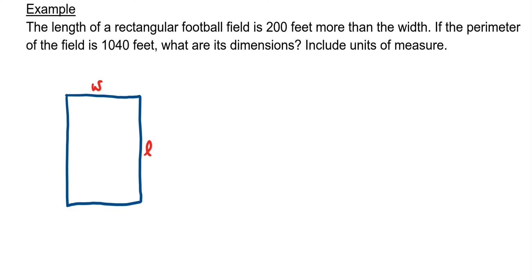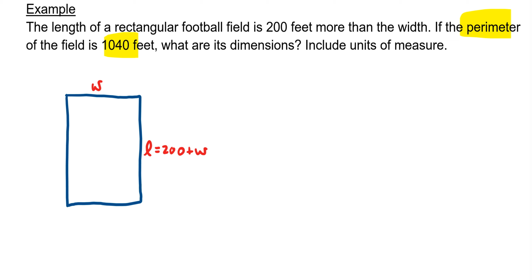So we are told that the length, which is L, is 200 feet more than the width. That means we can rewrite L as 200 plus W. So we know L is 200 plus W. We're also told that the perimeter of the field is 1,040 feet, and we want to figure out the dimensions of the football field. We want to find W and L.